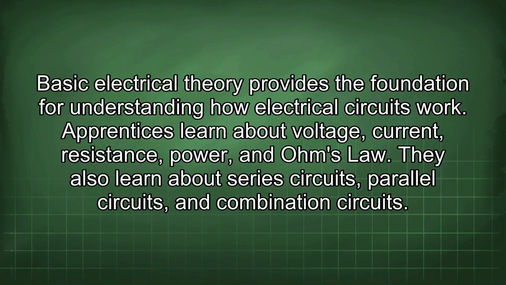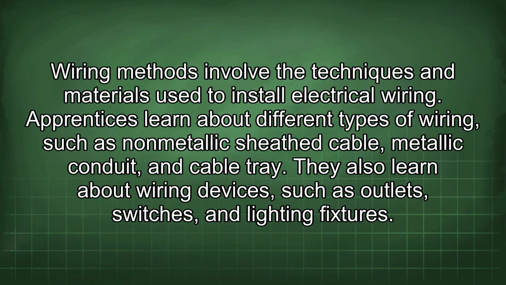Basic electrical theory provides the foundation for understanding how electrical circuits work. Apprentices learn about voltage, current, resistance, power, and Ohm's law. They also learn about series circuits, parallel circuits, and combination circuits. Wiring methods involve the techniques and materials used to install electrical wiring. Apprentices learn about different types of wiring, such as non-metallic sheathed cable, metallic conduit, and cable tray.